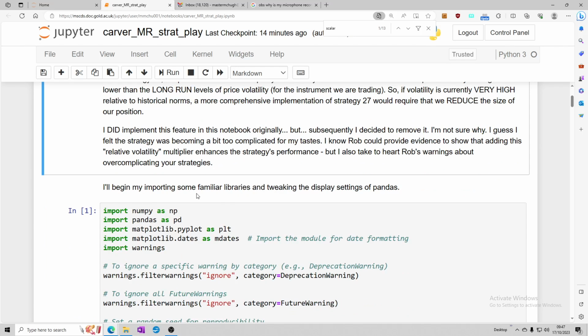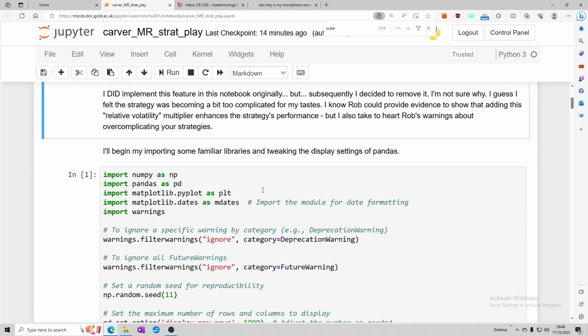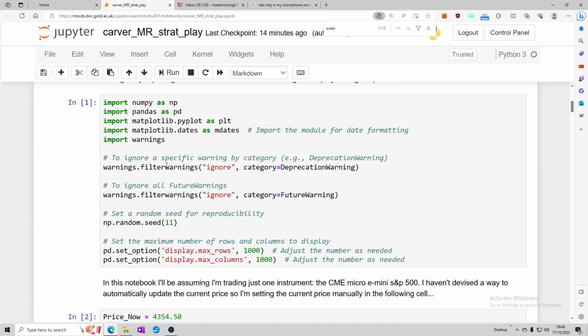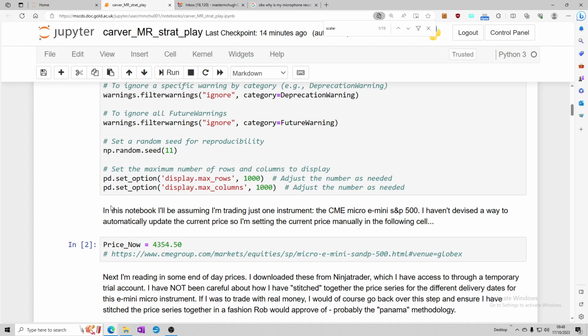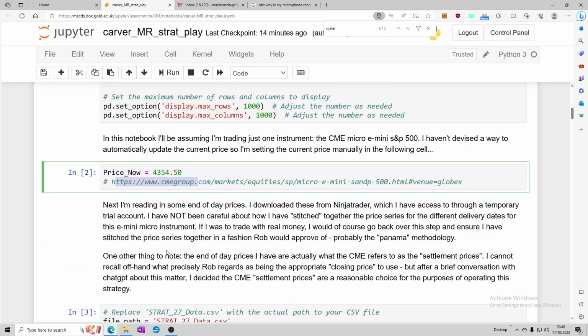I begin by importing some familiar libraries and tweaking the display settings of pandas. In this notebook, I'll be assuming I'm trading just one instrument, the CME Micro E-mini S&P 500. I haven't devised a way to automatically update the current price, so I'm setting the current price manually in the following cell. Price now equals 4354.5. You can get that from the CME website.